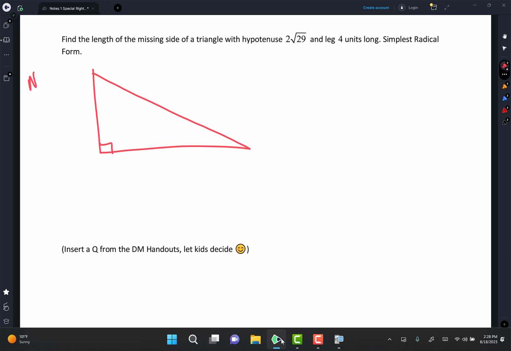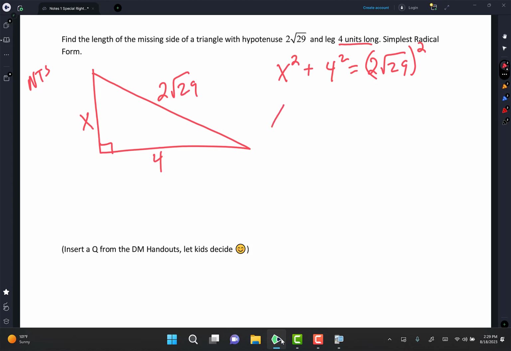So not to scale. And it says the hypotenuse is 2 square root of 29. That's what it says. And a leg of 4 units. I'm going to put the leg right there. I'm going to call that x. So I just do Pythagorean theorem. X squared plus 4 squared equals 2 square root of 29, and put the whole shebang in squares. I know you can put this in the calculator, 2 square root of 29, and get me that answer. But for now, I want to show you how to do it.